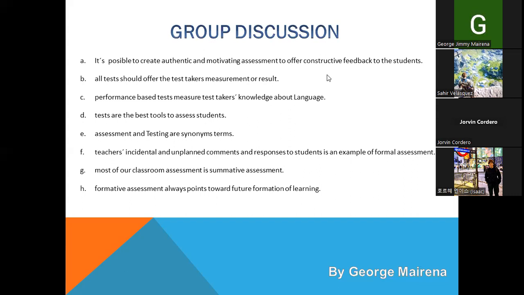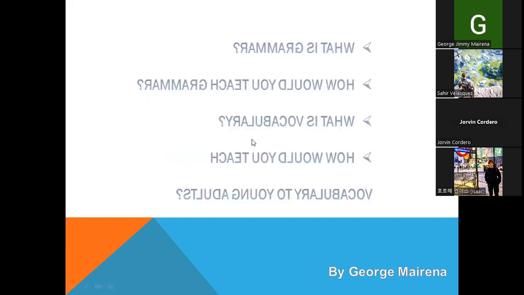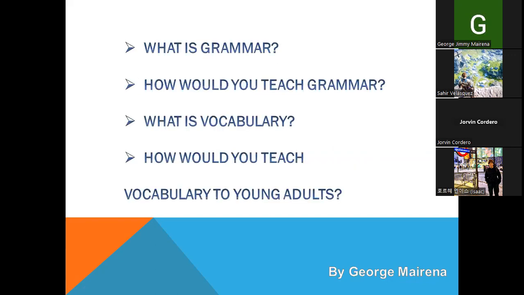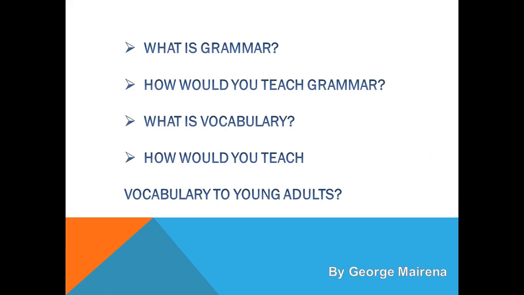Okay, folks, thank you for your participation. Remember that this is gonna be taken into account for your final scores. Okay, let's move on with something different. So, as I told you before, the main topic for this session is to know how to teach and test grammar and vocabulary. But first, we need to know what is grammar.